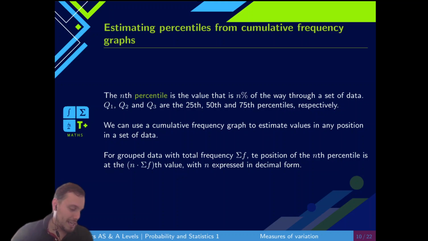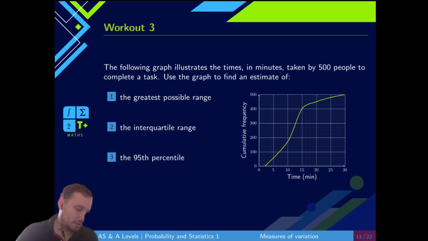So in general, if we are given a data from the total frequency, we can look for the percentile at the n times the frequency value, where we are expressing n in the decimal form. It's quite simple once you look at examples. So let's take a look at this. We have a graph that illustrates times taken in minutes by 500 people to complete a task. So the cumulative frequency is 500.